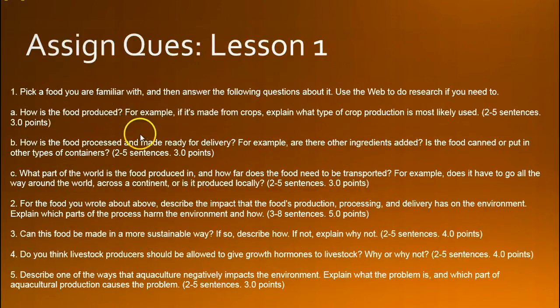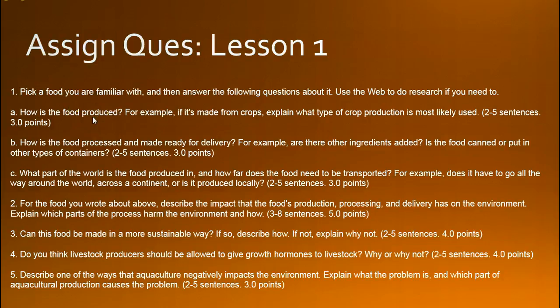Okay, so on your assignment for this section, here are some questions that specifically refer to Lesson 1. Pick a food you're familiar with and then answer the following questions about it. Use the web to do research if you need to. How is the food produced? For instance, if it's made from crops, explain what type of crop production is most likely used. We learned about those several different types of crop production.